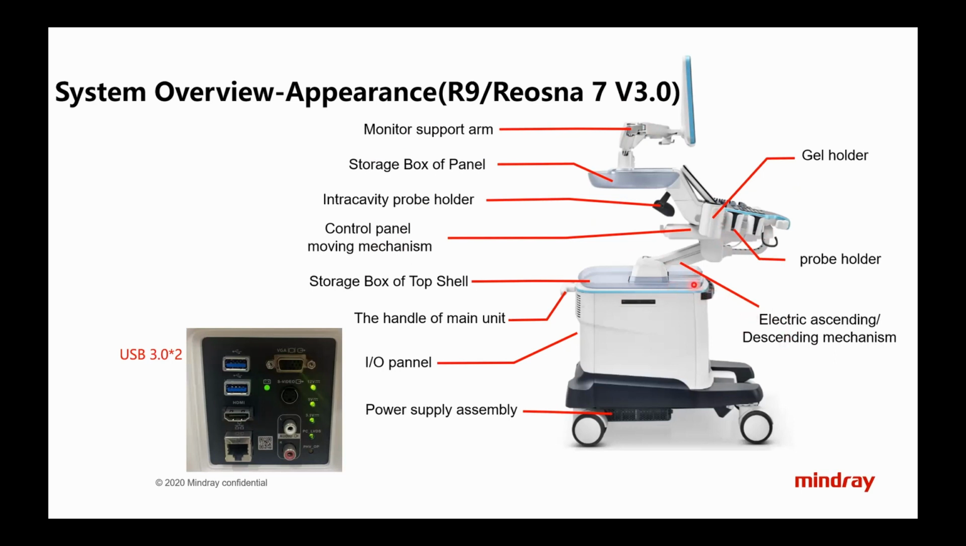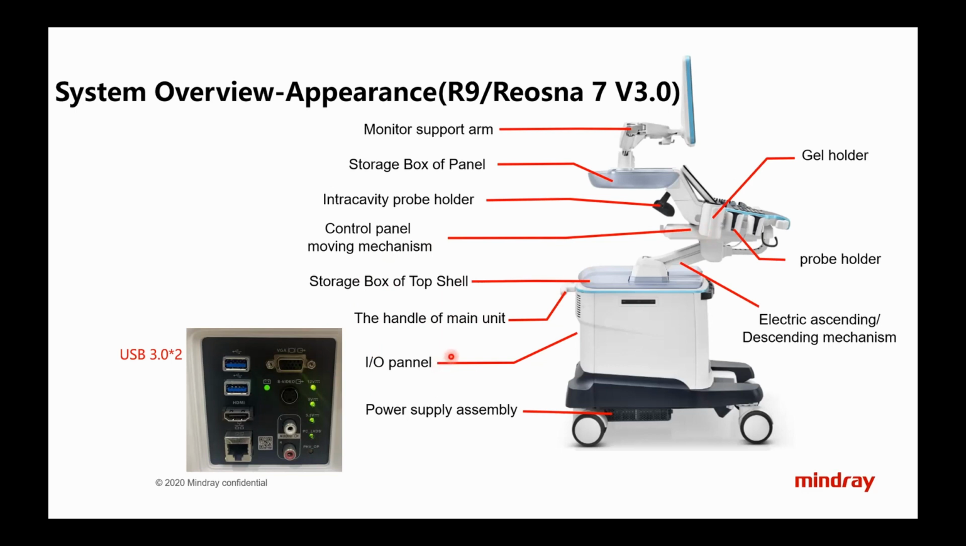Here we have a small elevator. I can let the monitor and control panel to be ascending and descending. And also here we have a special holder for intra-cavity probe holder, and here control panel in order to give the instruction to machines, and here storage box, and also a handle in order to move the machine to anywhere, and here for input-output board.